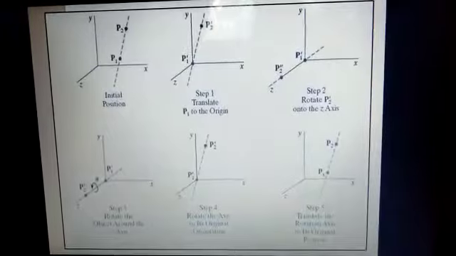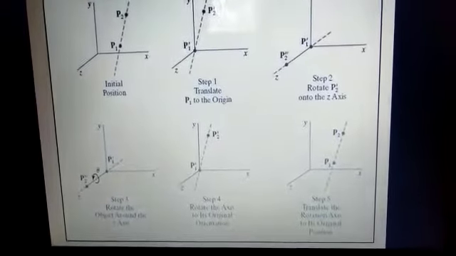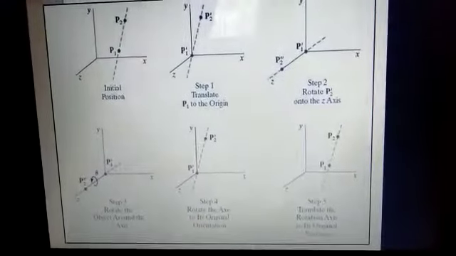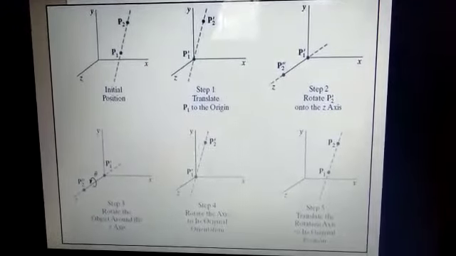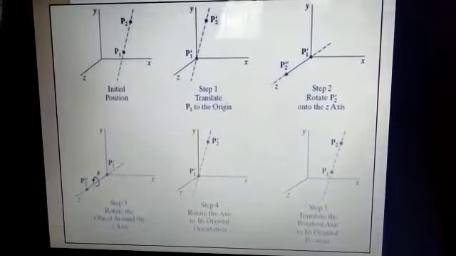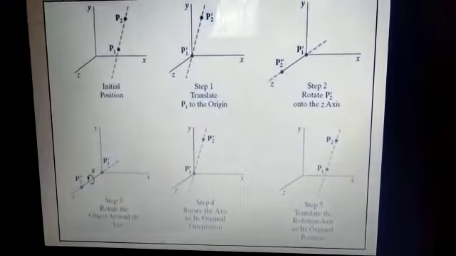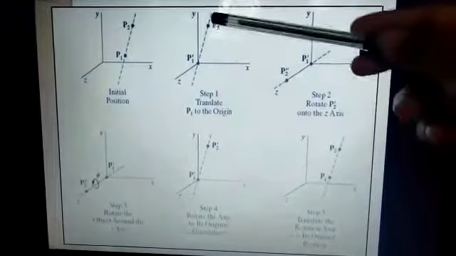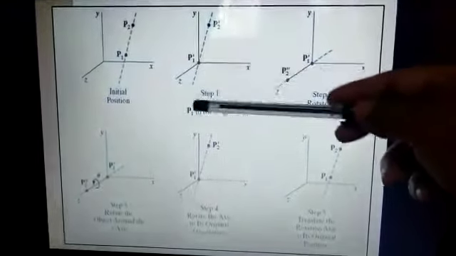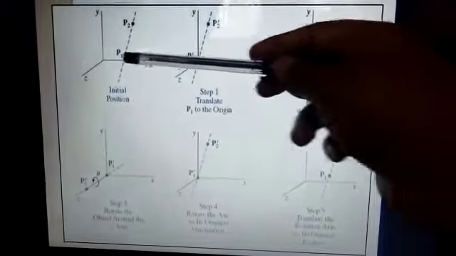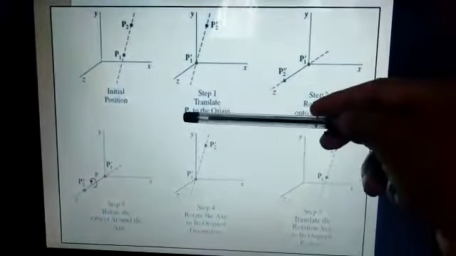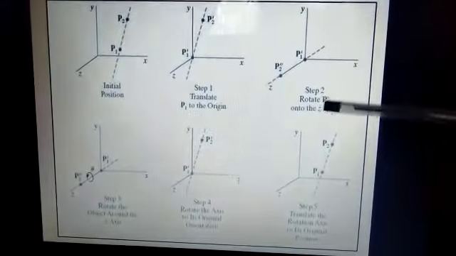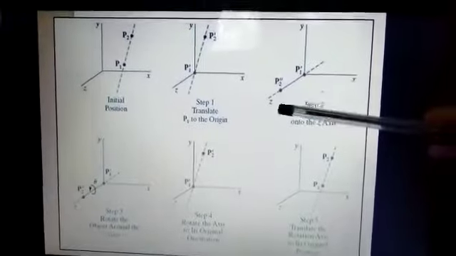We can see one more example here, with 5 transformation steps for obtaining a composite matrix for rotation about an arbitrary axis with the rotation axis projected onto the z-axis. We can see here the initial position. Then in step 1 we are translating it to the origin, that is P1 has been translated from here to here. Then we have rotated with respect to P2 dash onto the z-axis.